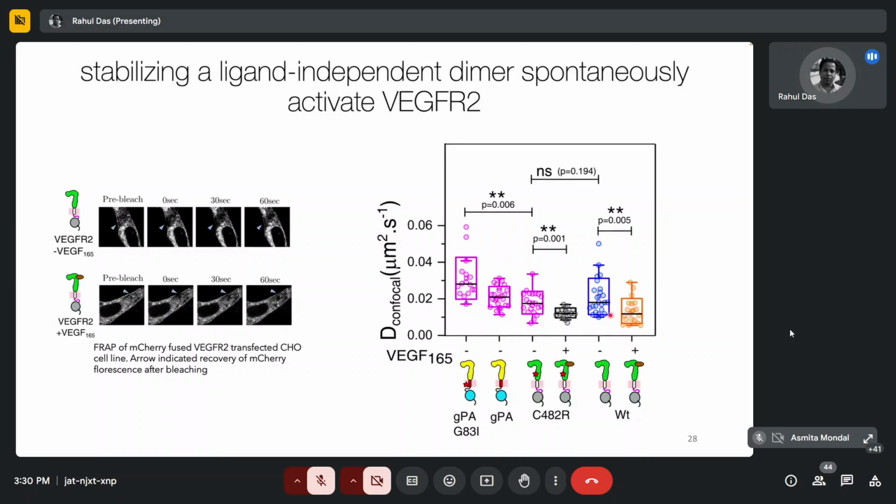But in absence of a ligand, it actually has a propensity to form a higher order oligomer, or some dimers. You can see that there are some cells that are distributed here that also form a dimer. That tells us that this molecule has an inherent propensity to dimerize, and this is why it could be activated at a very high receptor density, even when there is no ligand.